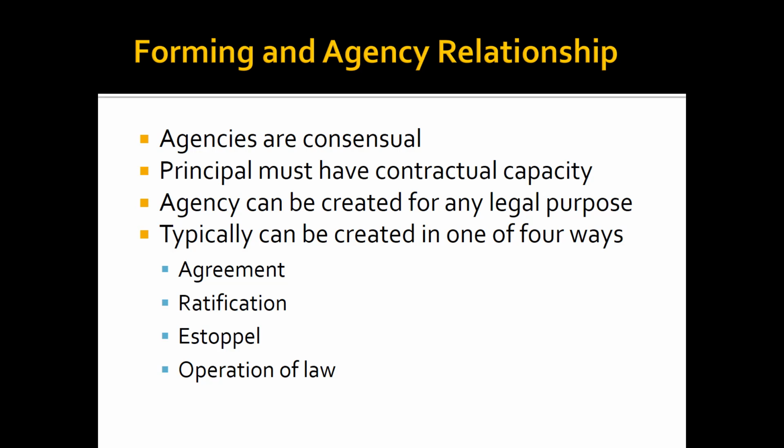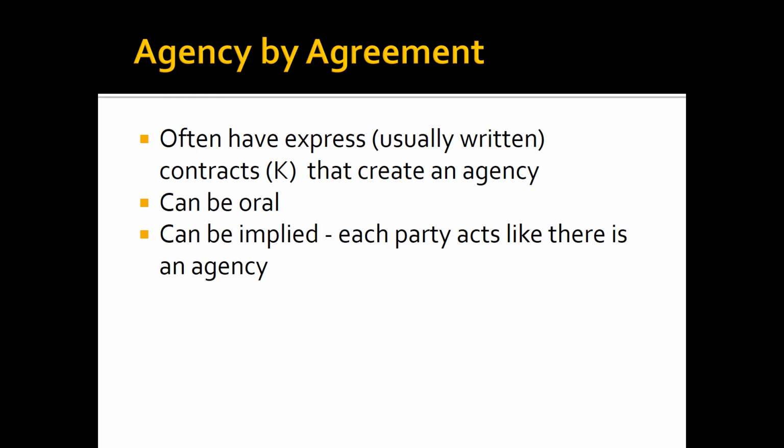Now, agencies can be created for any legal purpose. There are some things that we'll exclude agency for, but if it's legal, we let you do it. It's kind of self-explanatory. Typically, we create it in one of four ways. The first way is by far the most common way, and that's by an agreement. The principal and the agent come to agreement. We also have ratification, estoppel, and operation of law.